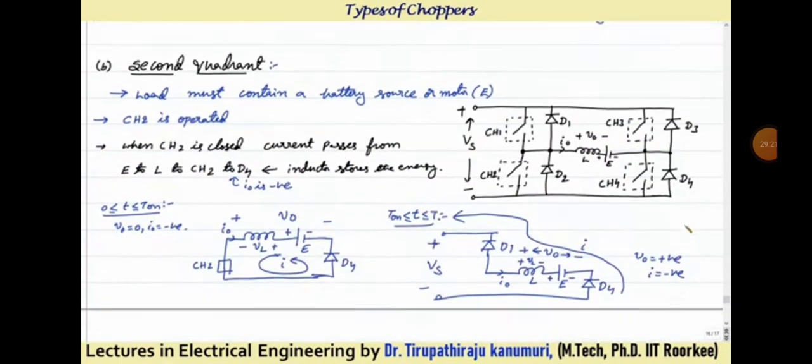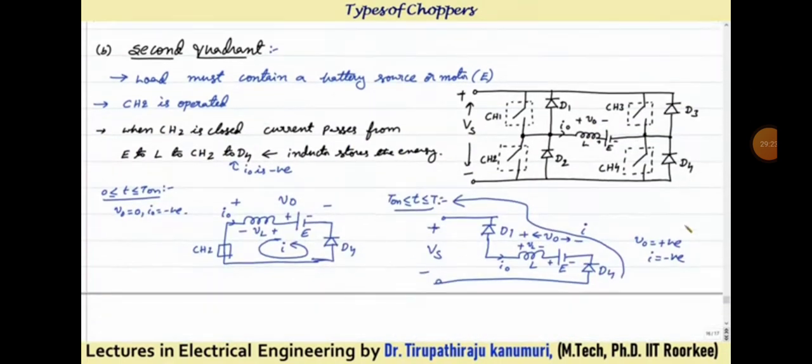So now coming to the second quadrant operation. Second quadrant means regenerative braking. In order to operate in regenerative braking, that means the load supplies the energy to your source. That is possible only when there is a source in your load. That means the load should have either a motor where the back EMF is generated, or it should have some battery source. Then only the second quadrant is possible. So in the case of second quadrant operation, only CH2 is operated. Let us see the operation.